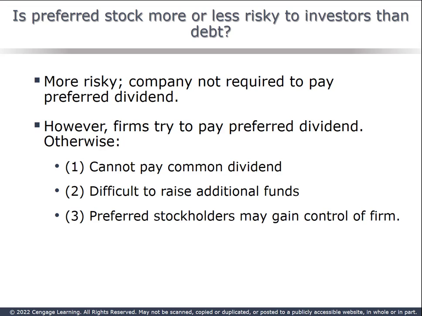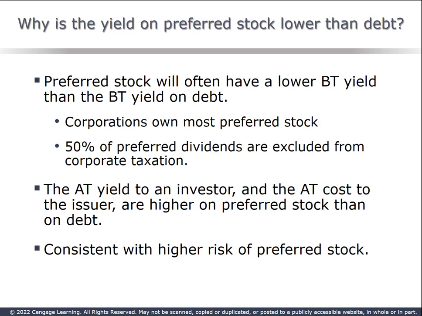If they do skip a preferred stock dividend, they're precluded from paying any common dividends until the preferred ones are caught up. Plus, it's a signal that the firm doesn't have the cash needed to pay the dividends. To compare the costs correctly, we should compare the after-tax cost, and the after-tax cost of preferred, 9%, is higher than the after-tax cost of debt, 7.5%, which is consistent with the riskier nature of preferred stock.